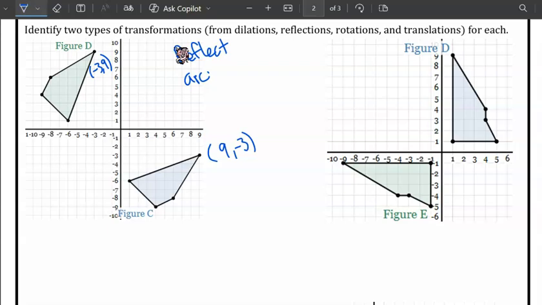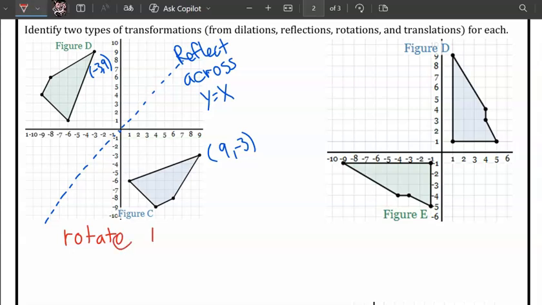Reflect across y equals x. That's one possibility. Reflecting across the line y equals x is the same thing as rotate 180 degrees. And if you rotate 180 degrees, it doesn't matter if it's clockwise or counterclockwise.